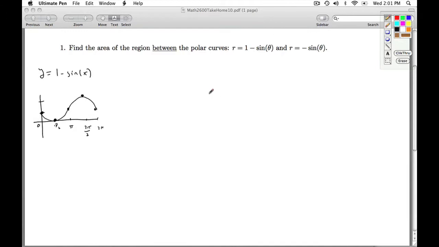Alright, so let's see what this polar curve looks like. From 0 to pi over 2, the radius starts at 1, and pulls back into the pole. So it does something like that. From pi over 2 to pi, it goes back out to 1. From pi to 3 pi over 2, it goes from 1 out to 2. From 3 pi over 2 to 2 pi, it goes from 2 back into 1. So this is one of those cardioids.